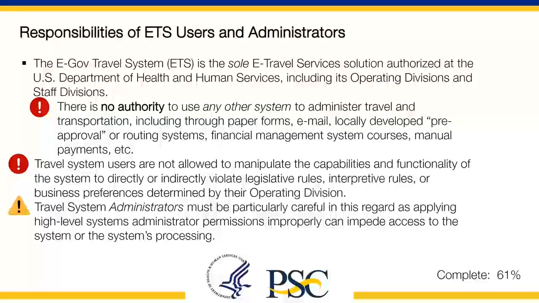Travel system users are not allowed to manipulate the capabilities and functionality of the system to directly or indirectly violate legislative rules, interpretive rules, or business preferences determined by their operating division. Travel system administrators must be particularly careful in this regard, as applying high-level systems administrator permissions improperly can impede access to the system or the system's processing.